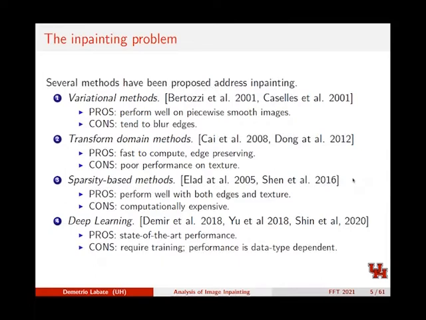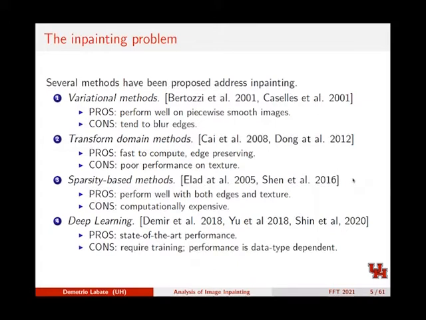Then transform domain methods are also popular, and they provide the typical alternative approach, which is fast to compute. They tend to preserve edges better, but on the other hand may not work as well with texture. Somewhat related to the transform domain methods are sparsity-based methods that often are able to perform well with both images and texture, but tend to be computationally expensive because they often require an iterative solution. And finally, as everywhere else, deep learning has also gained recognition in this area.